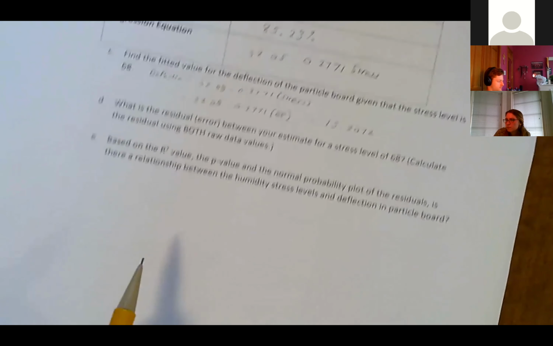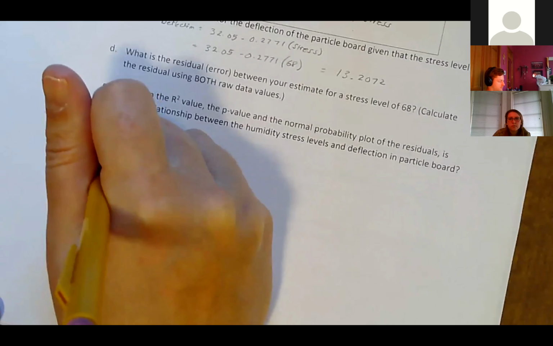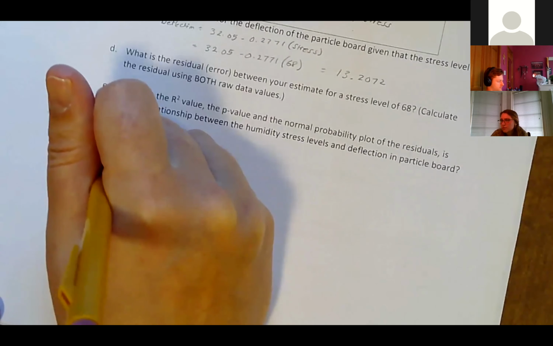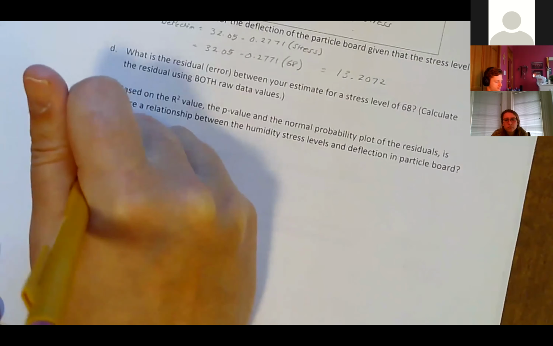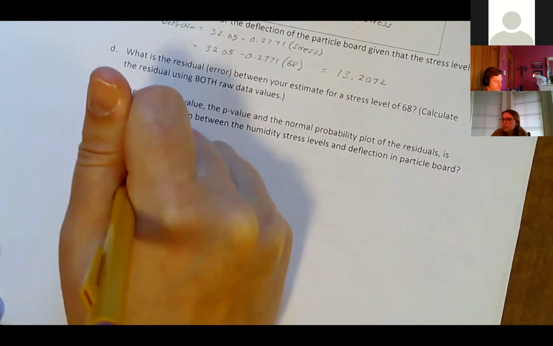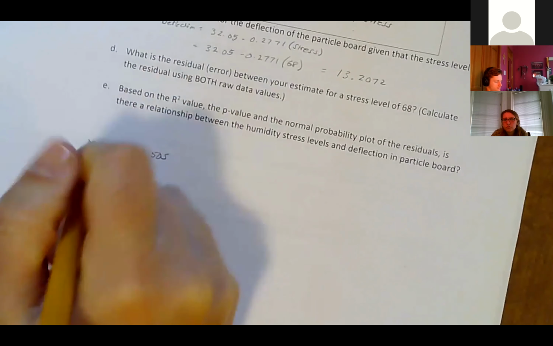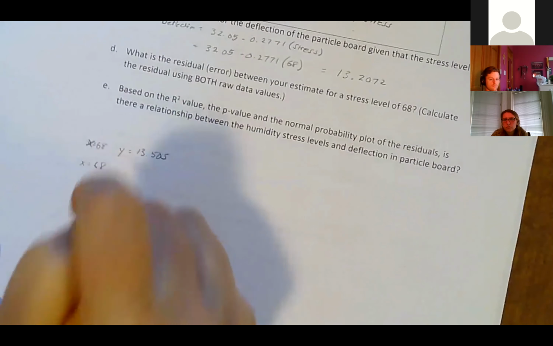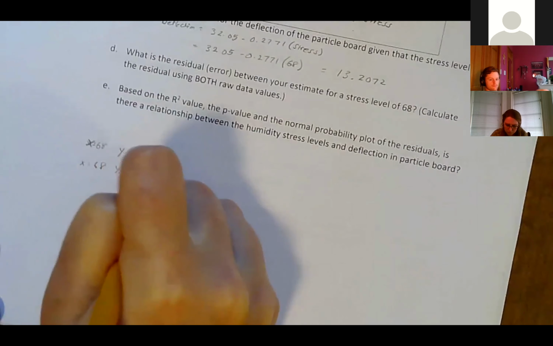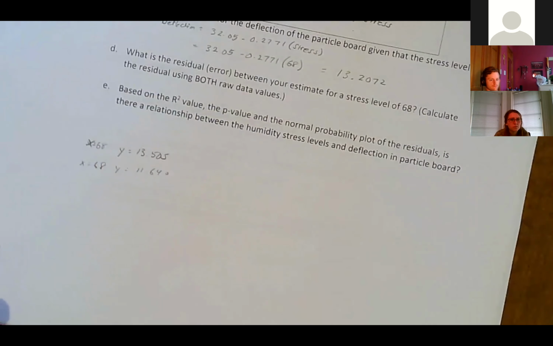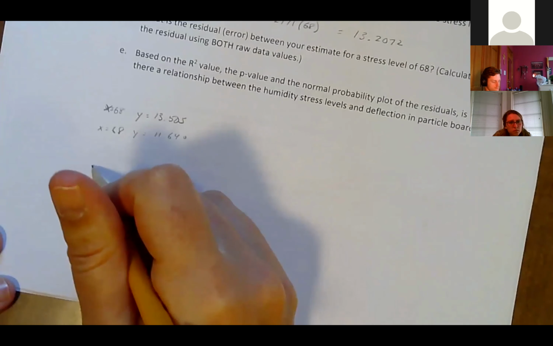So I'm going to skip down to the bottom of the page because I gave myself no space. So for the first one, I look and I see that for a value of 68, for x equals 68, y was equal to 13.505. And then the second one for x equals 68, y was equal to 11.640. Now, I'm going to draw a little graph again, because I just want to show this here.